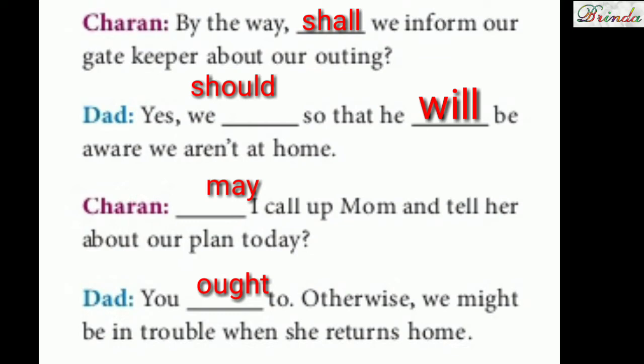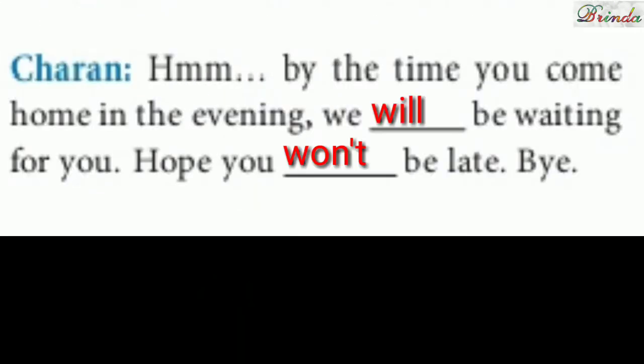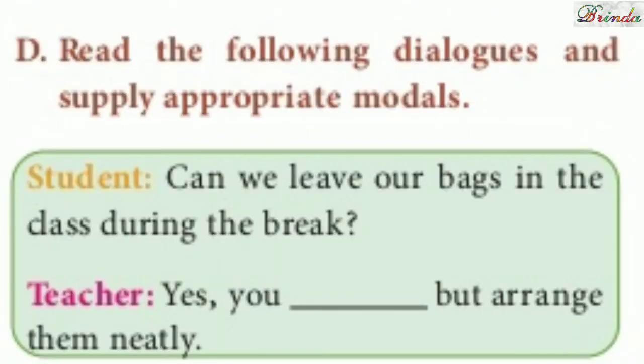Charan says, may I call up Mom and tell her about our plan today? Dad says, you ought to, otherwise we may be in trouble when she returns home. Charan says, by the time you come home in the evening, we shall be waiting. It means we will be waiting for you. Hope you won't be late. Bye. Fine children? Okay. Now next one, D section is read the following dialogues and supply appropriate modals.